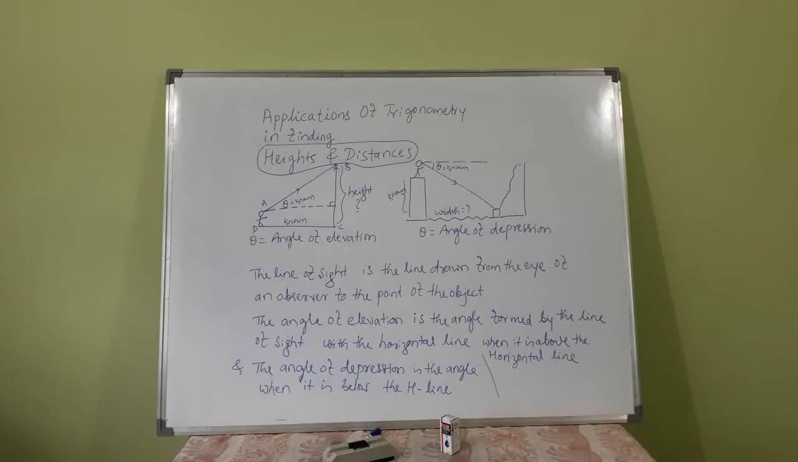Angle of elevation of an object is the angle formed by the line of sight with the horizontal line when the object is above the horizontal level. Here we have to raise our head to look at the object. Angle of depression of an object viewed is the angle formed by the line of sight with the horizontal line when it is below the horizontal level. Here we have to lower our head to look at the object.